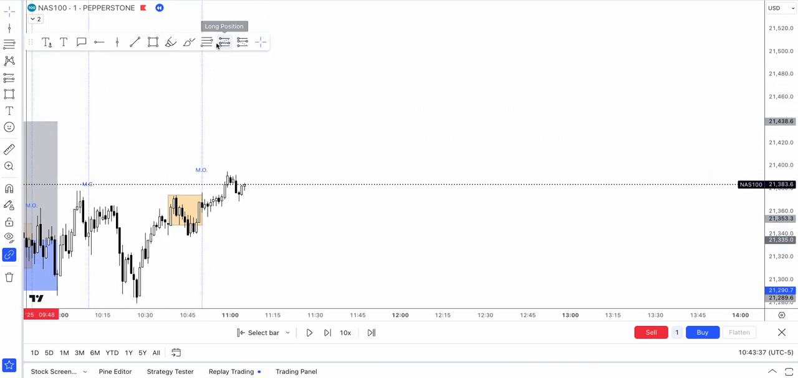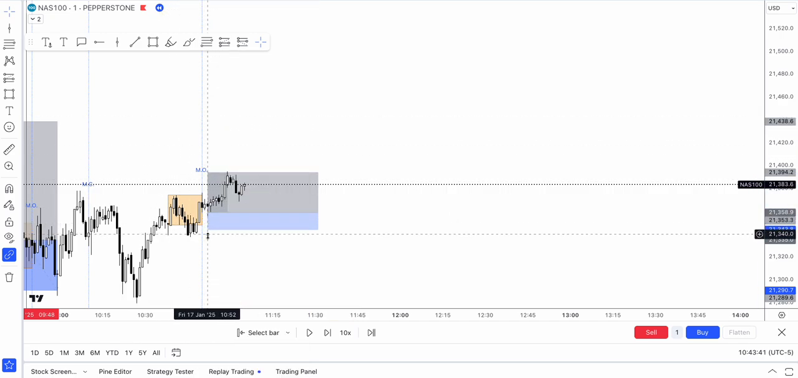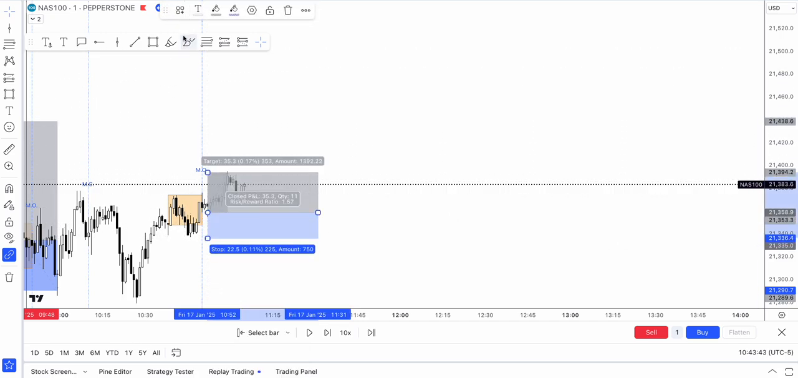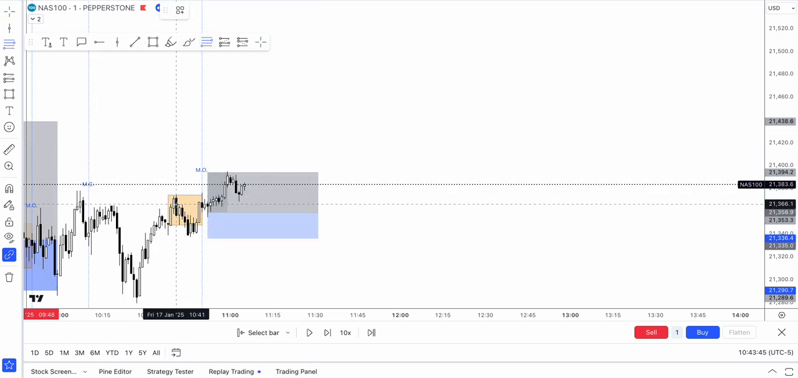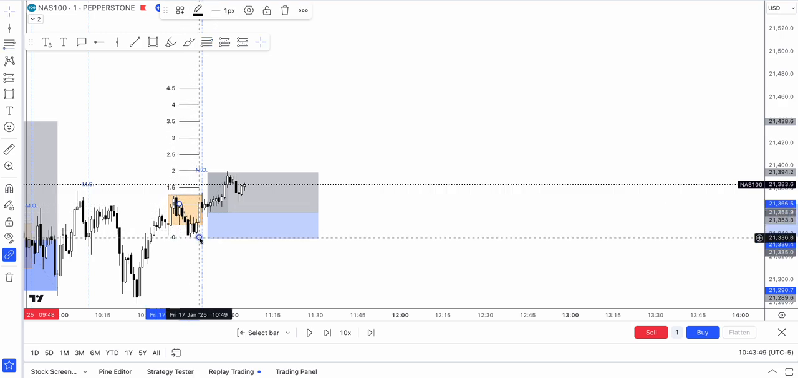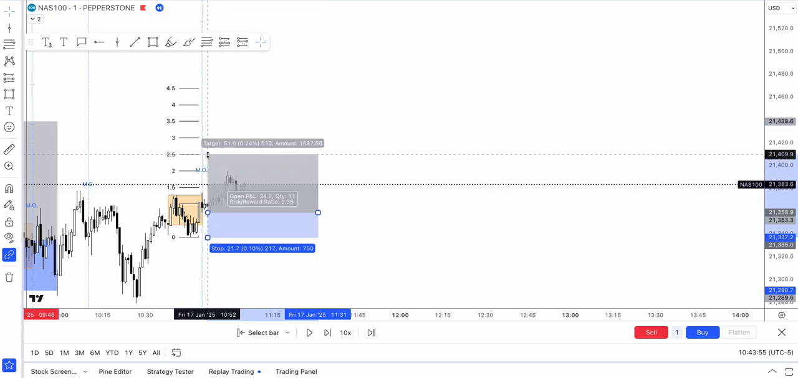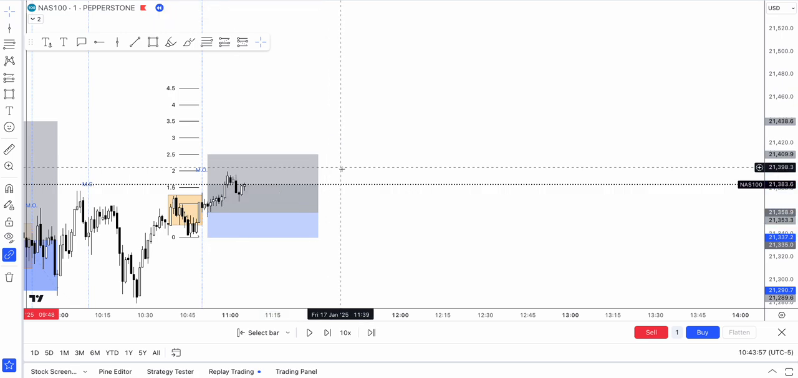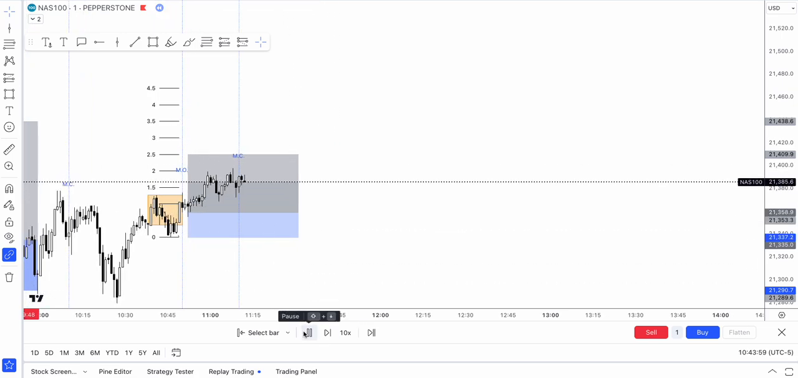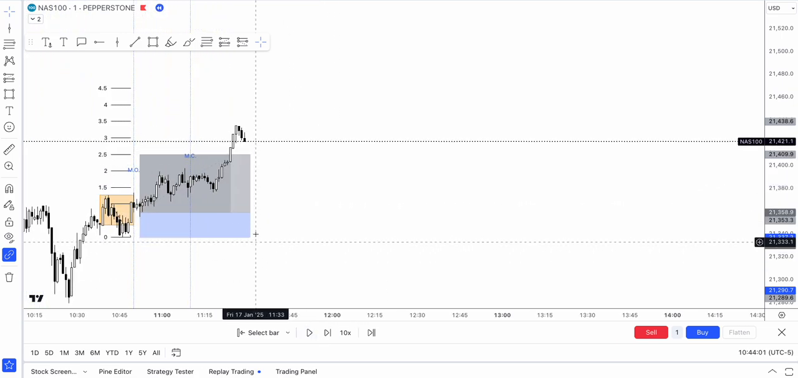So there, I would probably just take that loss and move on to the next idea, see if anything else presents. So this is a new idea here. And let's see if this one goes through. Looks like it's a very small zone or entry, which could be good because that's less to travel and it could go through quicker. So yeah, that one hit take profit.